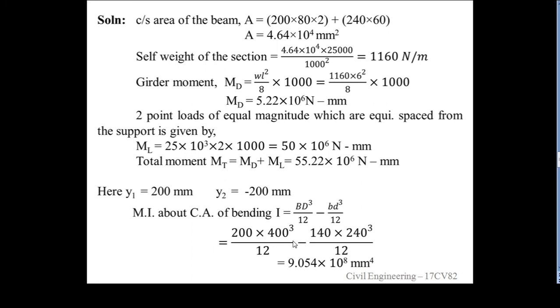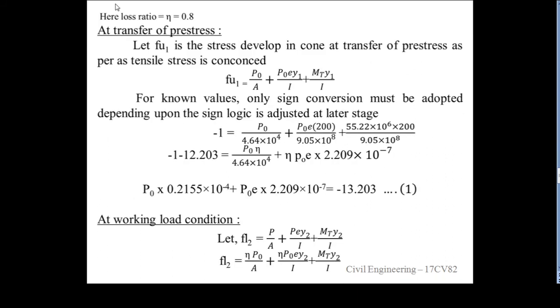It is 200 into 400 cube divided by 12. This is 140 into 240 cube divided by 12. That gives I value 9.054 into 10 raised to 8 mm to the power 4. Here loss ratio is equal to nu is equal to 0.8. That is given here in your problem.